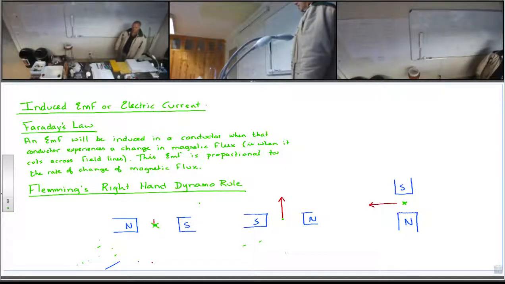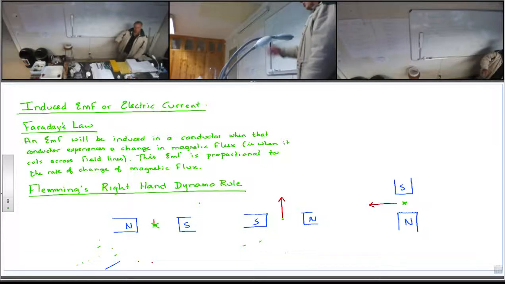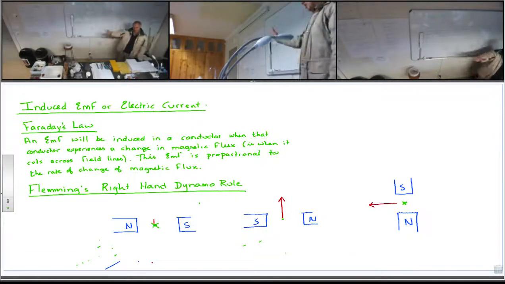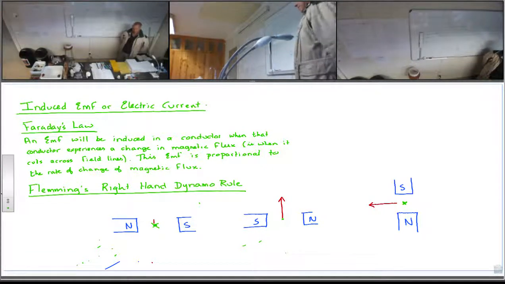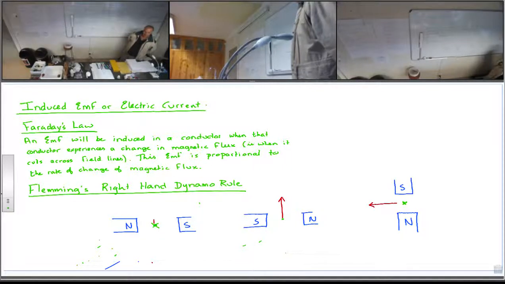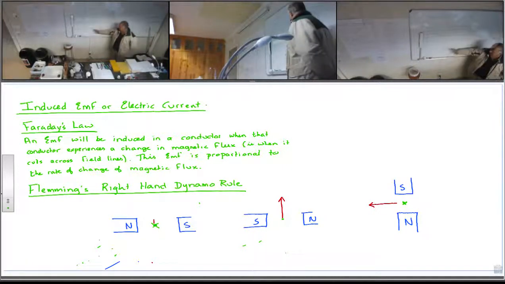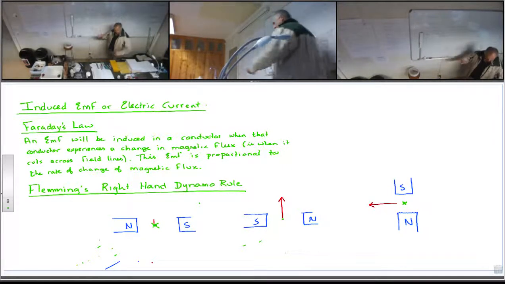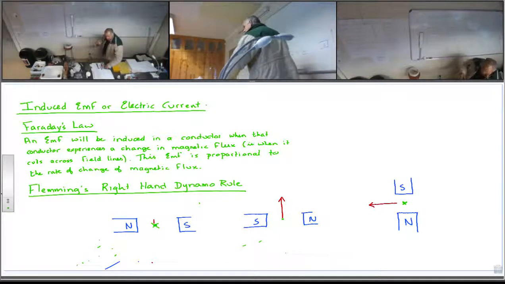Works differently. Motor, left hand. Dynamo, right hand. Okay. I'm not going to go into it. Let's have a quick look at why this is so.